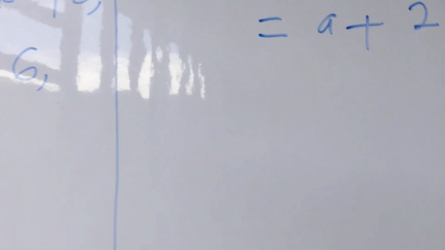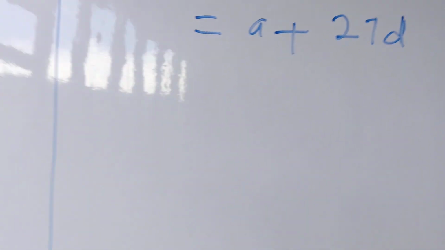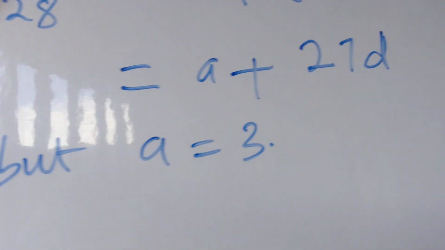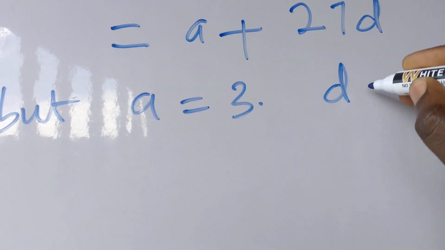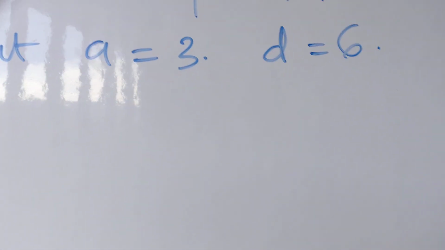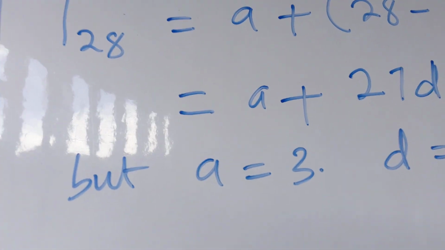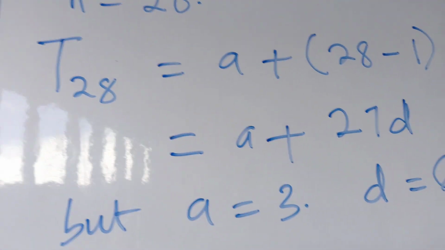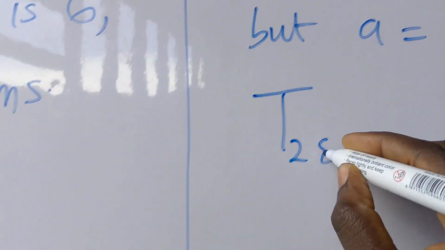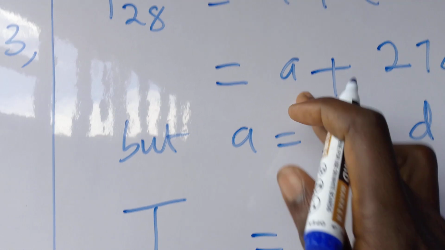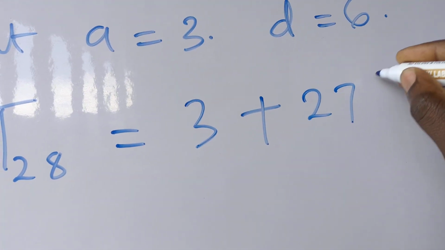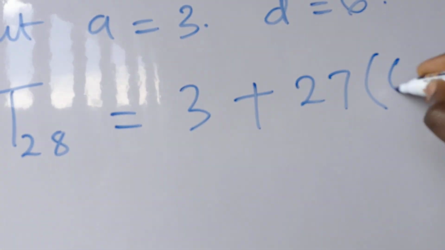Now, however, we actually have the first term. We obtained the first term, A, which is equal to 3. And we're also given the common difference, which was given to us as 6. So the next thing I'll do is to substitute into this equation. By substitution, T28 will be equal to, in place of A, I write 3, plus 27 times, in place of D, I write 6.